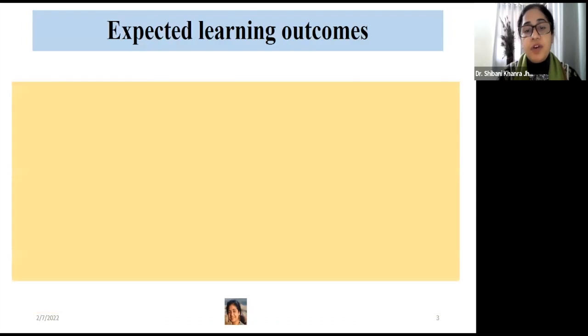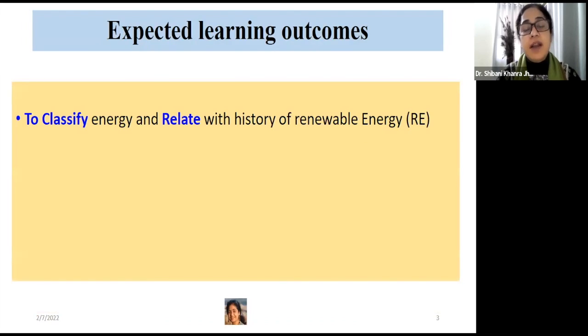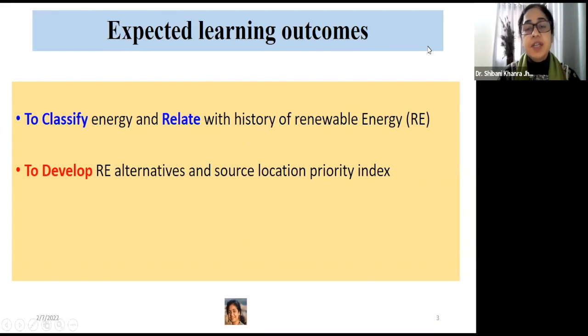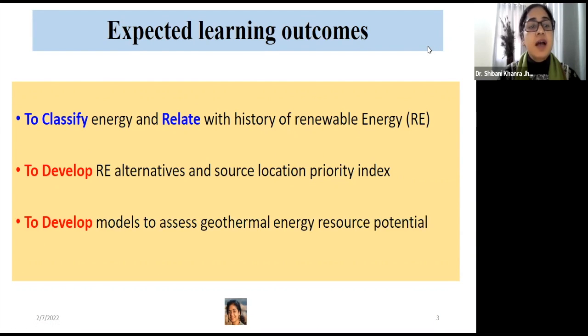Expected learning outcome from this lecture would be to classify energy and relate it with the history of renewable energy, and at the same time, to develop a renewable energy alternatives and source location priority index. And the third outcome is to develop models to assess geothermal energy resource potential. So I will be introducing different feasible renewable alternatives in the current scenario. At the same time, I will see how geothermal energy can be one of the viable and strong elements in the renewable energy basket itself.